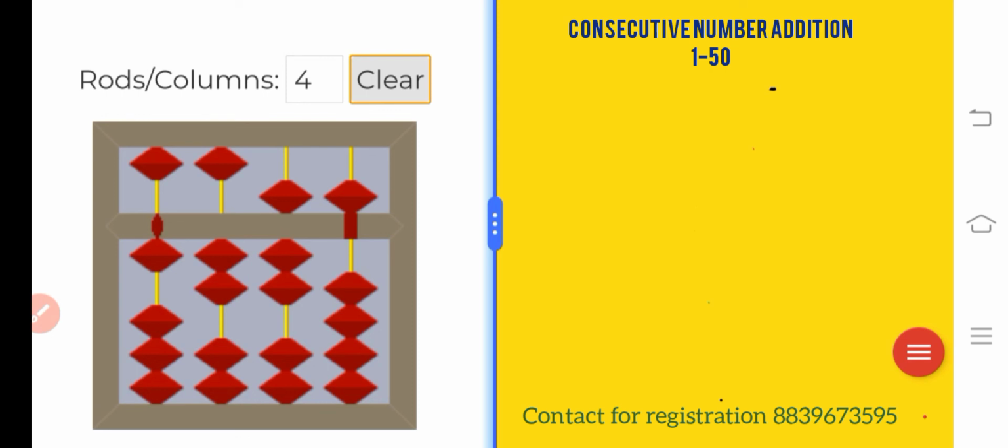I hope that you guys understand how to add consecutive numbers from 1 to 50. It's very simple. If you don't understand, you can watch this video again and again. And remember, it is very important to learn all the formulas of Abacus.